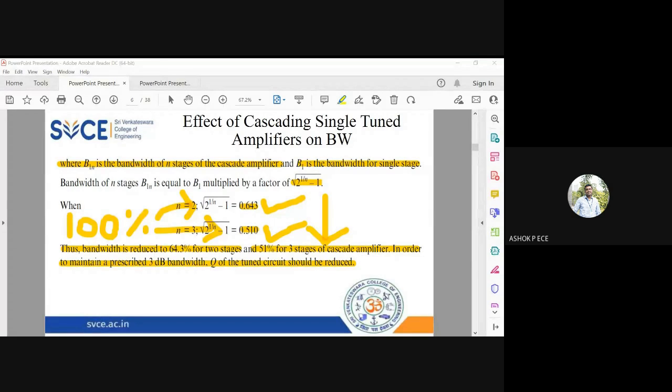Okay, so now since we have completed single tuned amplifiers fully, yesterday we saw the derivation, and today we covered cascading single tuned amplifiers and its effect on bandwidth. Now we'll slowly move into double tuned amplifiers.